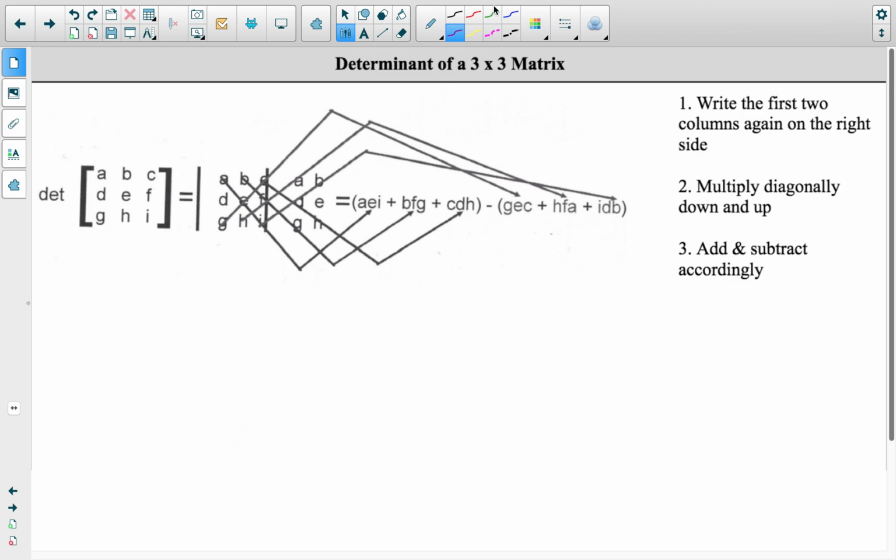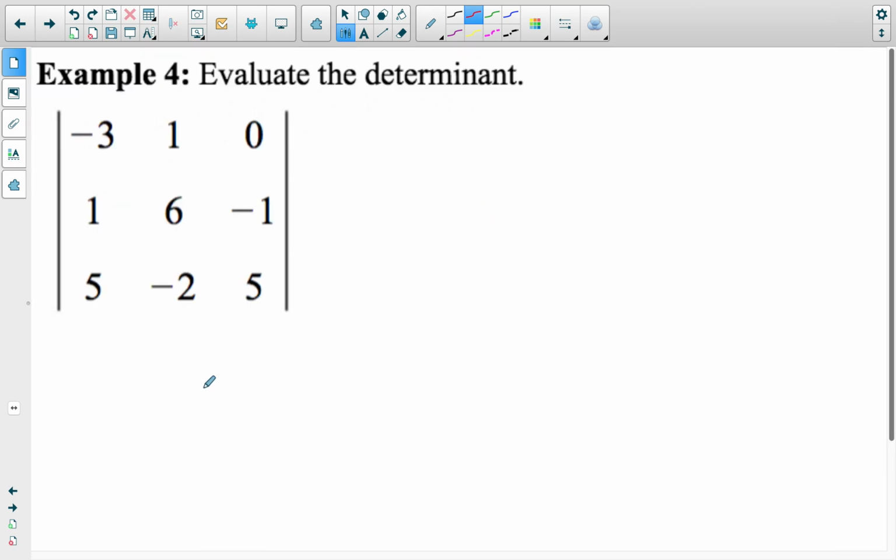This is for a 3 by 3. It gets somewhat involved, but the concept is the same, all right? So we have this 3-step process. Step 1, 2, 3. We're going to write the first 2 columns again on the right side of the grouping symbol, and then we're going to multiply diagonally down and up. And then we're going to add on the inside and then subtract the 2 values. All right, so the best way to work through this is with an example.